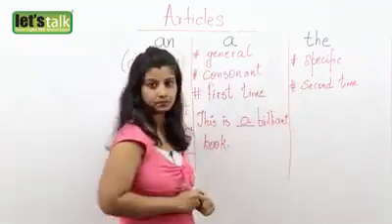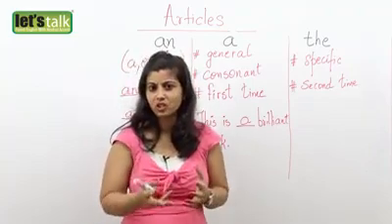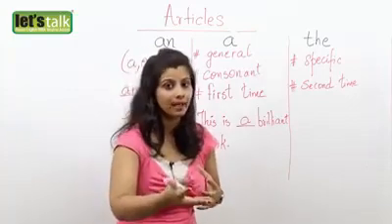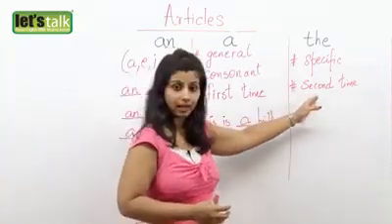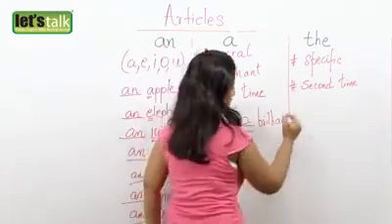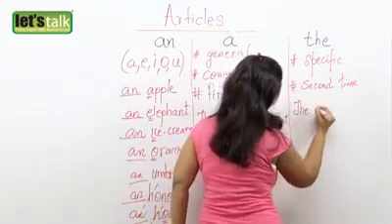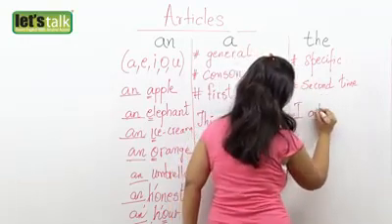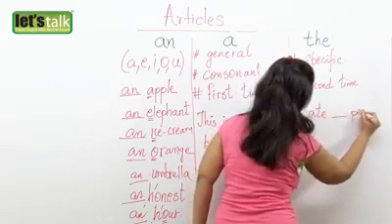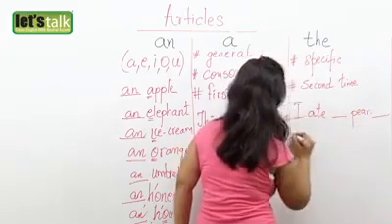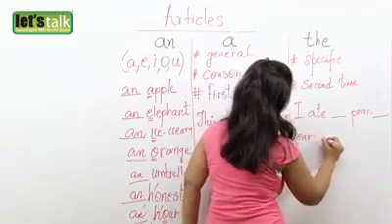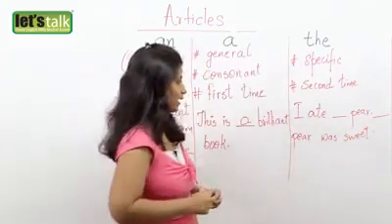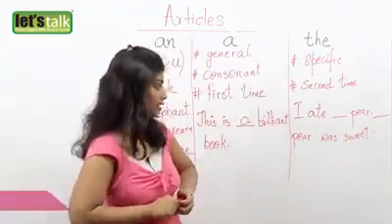Second time. I have of course spoken to you about that girl before, and only then can you relate to me when I am talking about that girl. So again, I'm talking about it the second time. Let's see an example. Okay. I ate dash pear. Pear was sweet. I ate dash pear. Dash pear was sweet.